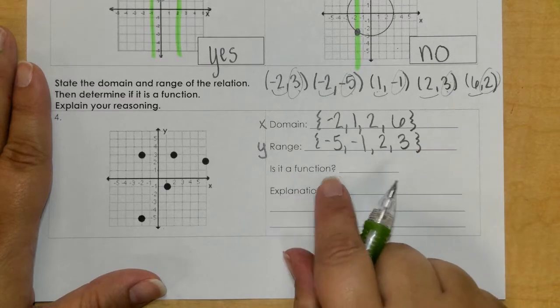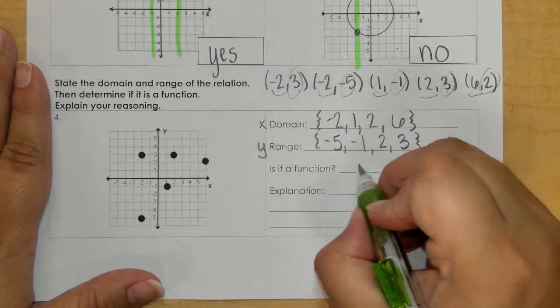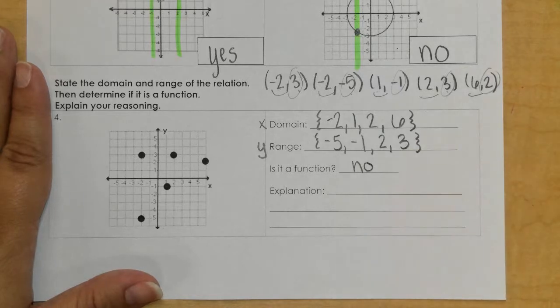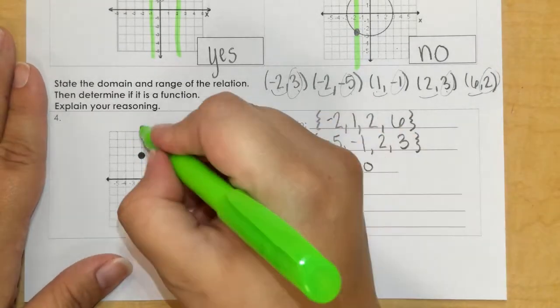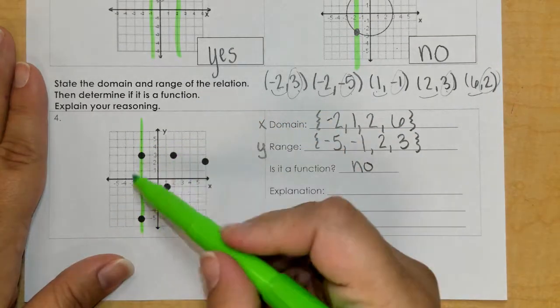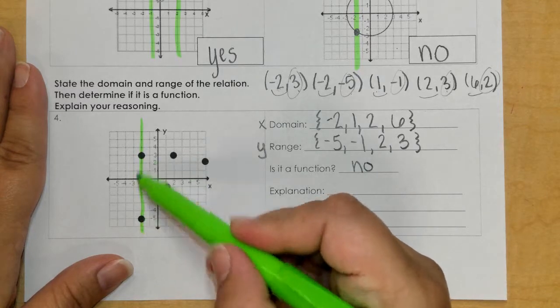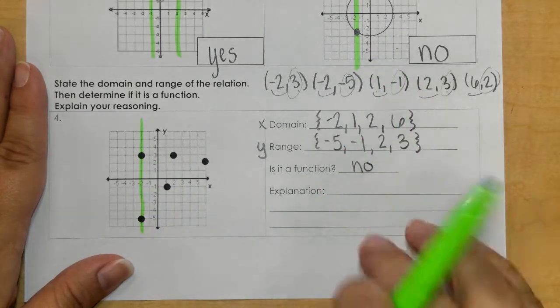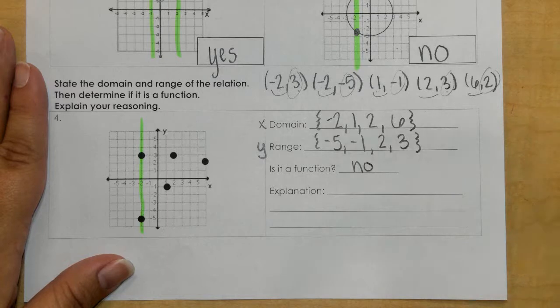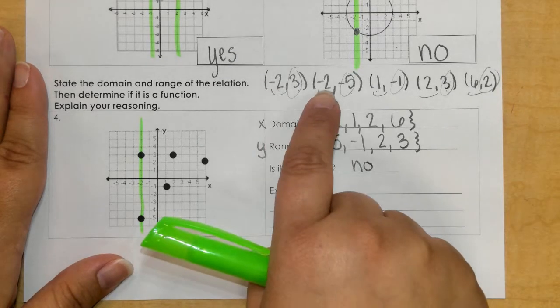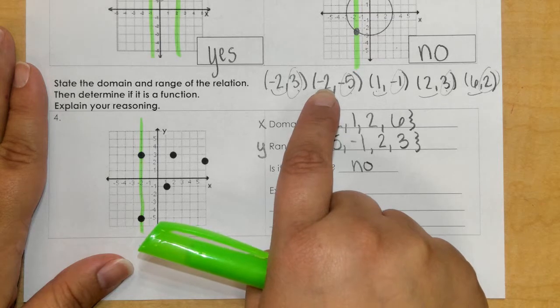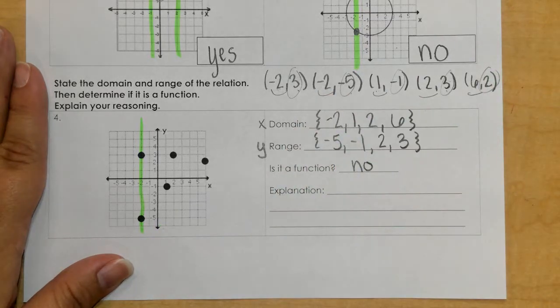It asks, is this a function? And the answer is no. And there are 2 ways you can know that. One, if I do the vertical line test, I see that right here, I have 2 points on the same line. So therefore, it does not pass the vertical line test. Secondly, when I wrote down my ordered pairs, I see that I have 2 -2s for my x. We also know that the x's cannot repeat.